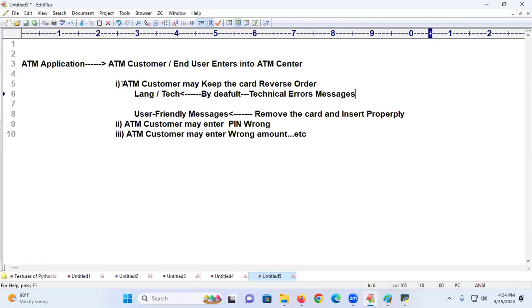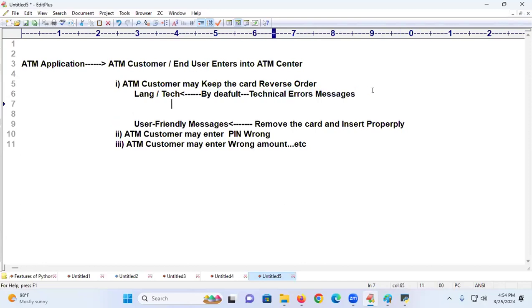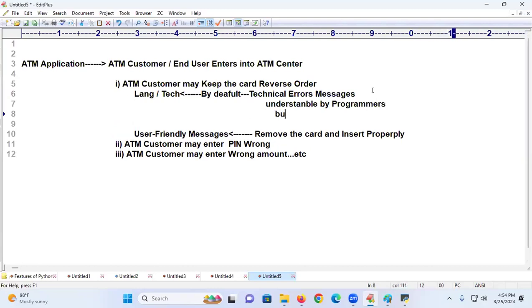Come on. When any kind of wrong inputs are entered by the end user, by default, languages will give which messages? Understandable by whom? Yes, by programmers. But not by whom? End users. Suppose you give a technical error message and I am seeing it as an end user, will I understand that message? I will think the software is wrong.